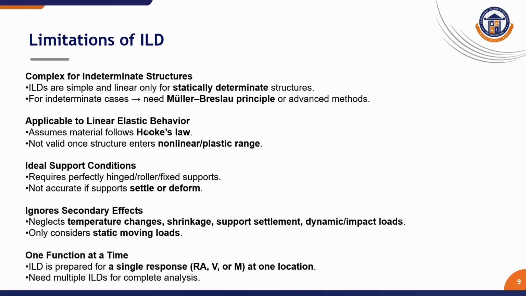Understanding these assumptions naturally leads us to the limitations of the method. For statically indeterminate structures like continuous beams, the influence line diagrams are not straight lines but complex curves. Their construction requires more advanced techniques such as Muller-Breslau's principle. This method collapses if the material behavior becomes non-linear or plastic, as the principle of superposition fails. The results can be misleading if supports settle or deform, which is common.